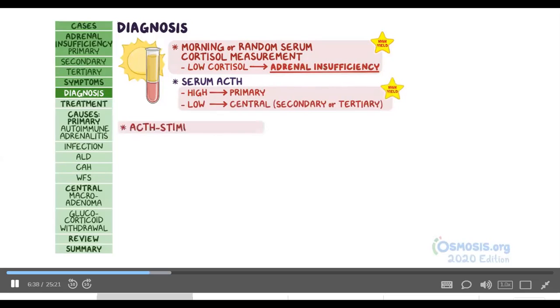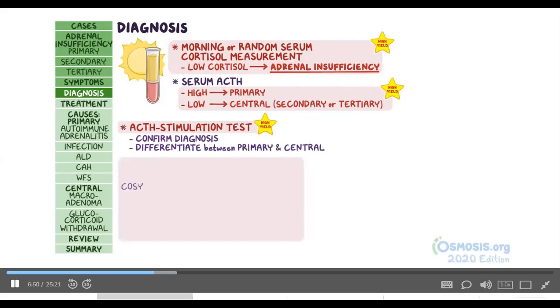Next, an ACTH stimulation test can help confirm the diagnosis when the morning cortisol level is inconclusive, and it can also help differentiate between primary and central disease. In this test, the individual is given cosyntropin, which is a synthetic analog of ACTH, and serum cortisol levels are measured before and after the analog is given.